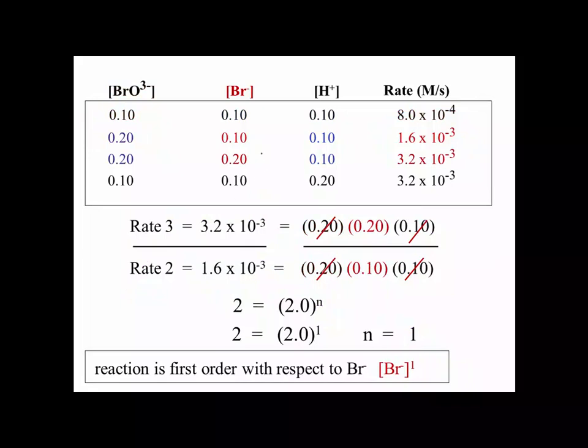The second reactant is the bromide ion. So it doubles there, and you pick that change in rate, and those were held constant. So they can't be affecting that change. So the rate doubled, and the concentration doubled, and that is also first order.